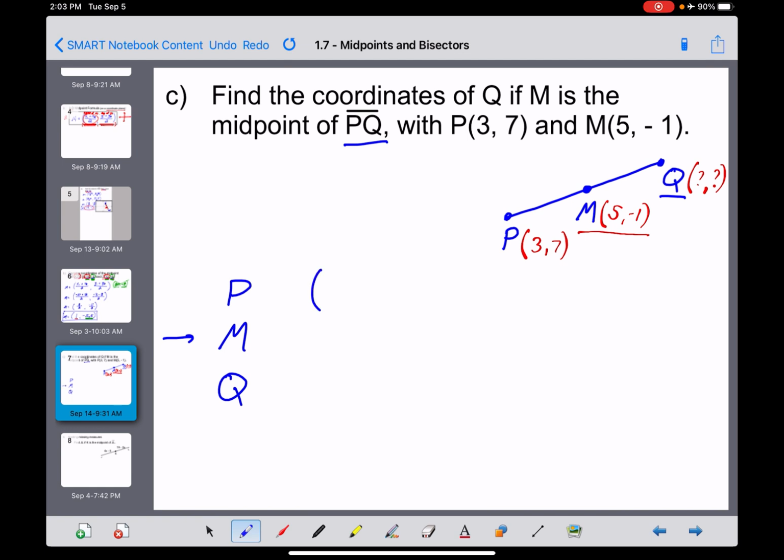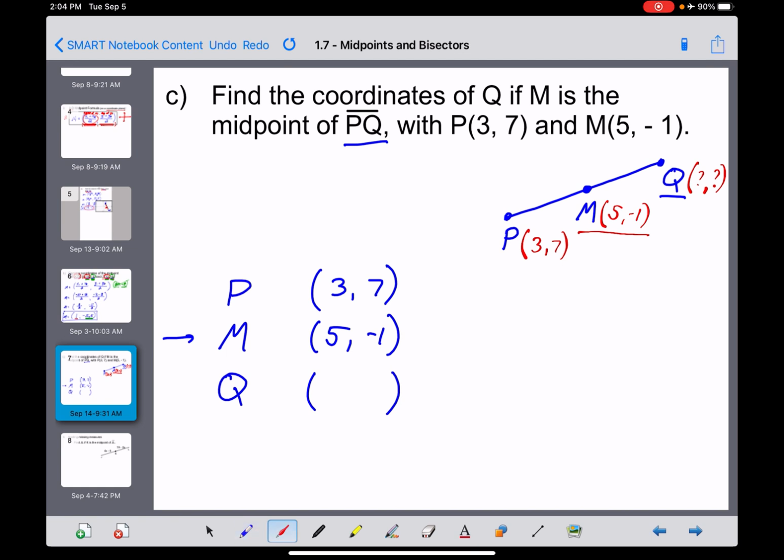Now, let's write the coordinates that we know. P is the ordered pair 3, 7, and the midpoint, M, is the ordered pair 5, negative 1. We've got to figure out the coordinates of point Q. And how are we going to do that?